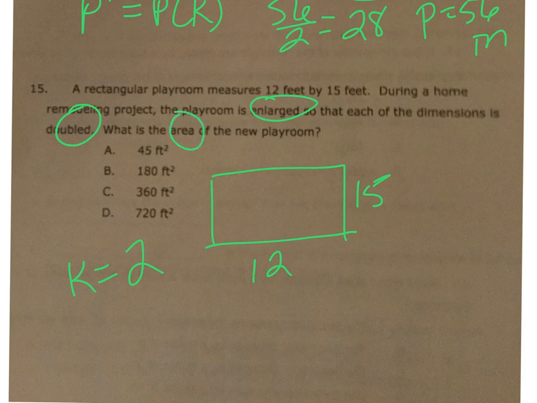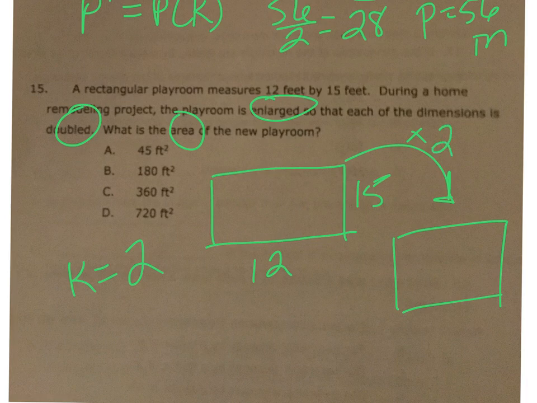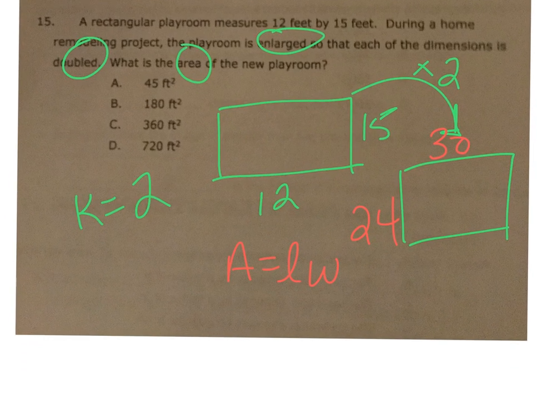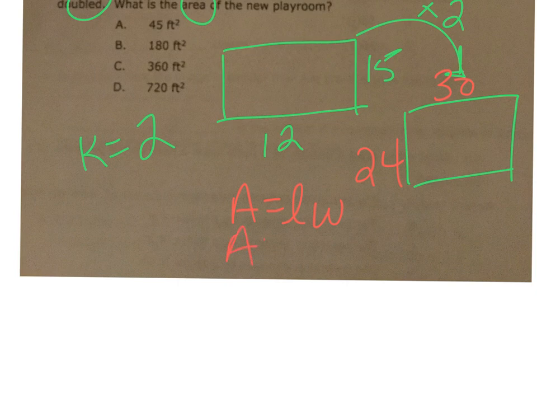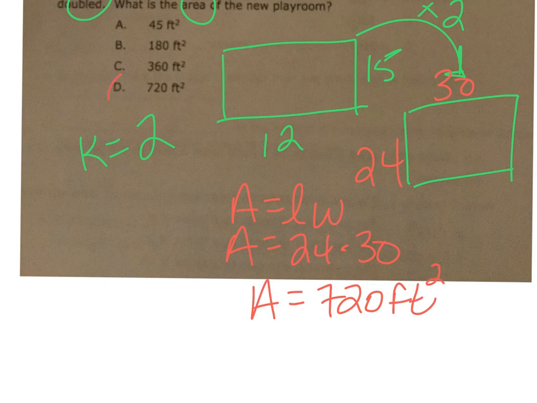Okay, so the easiest thing I think to do is to just draw another rectangle. You're enlarging it, you're doubling it. So now my dimensions are 24 by 30. 12 times 2 and 15 times 2. Well, since I'm looking for area, I know area is length times width. So I'm going to multiply 24 times 30, and that is going to give me 720 feet squared. There you go.